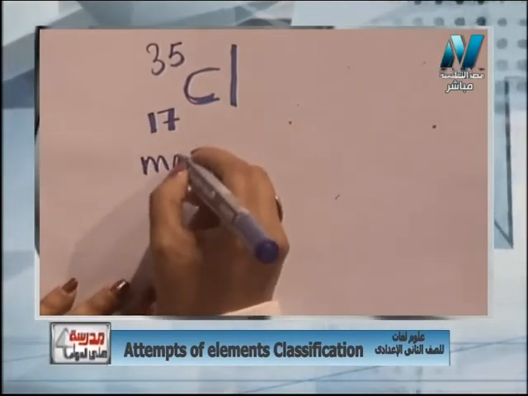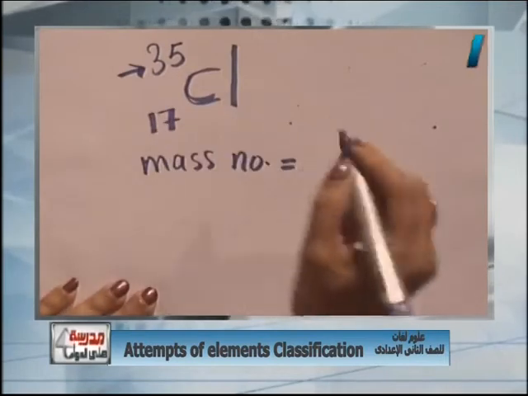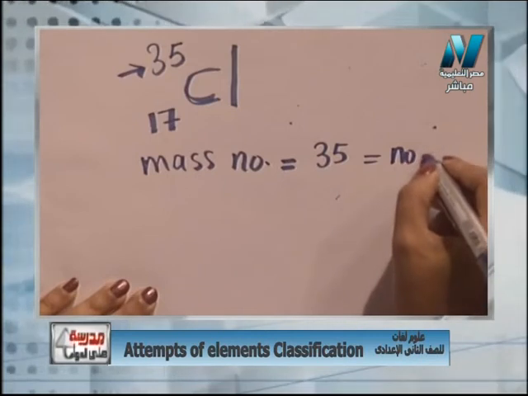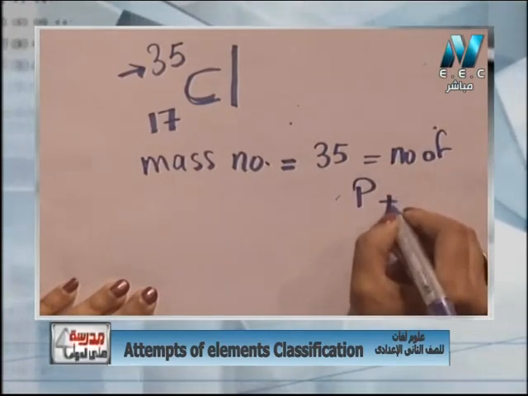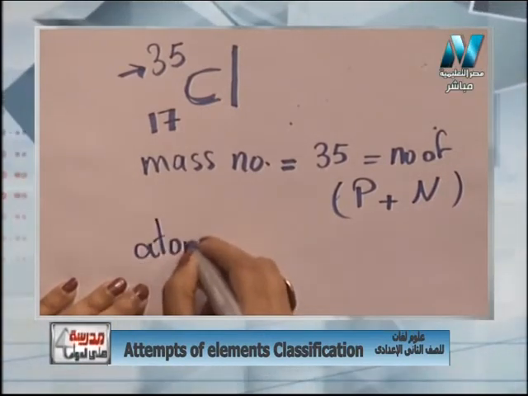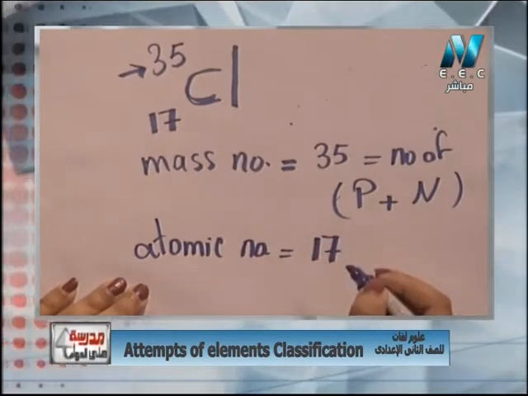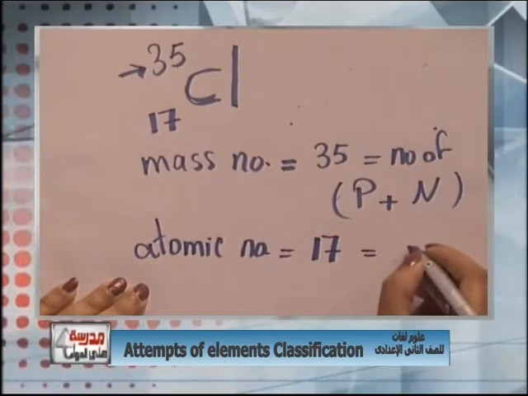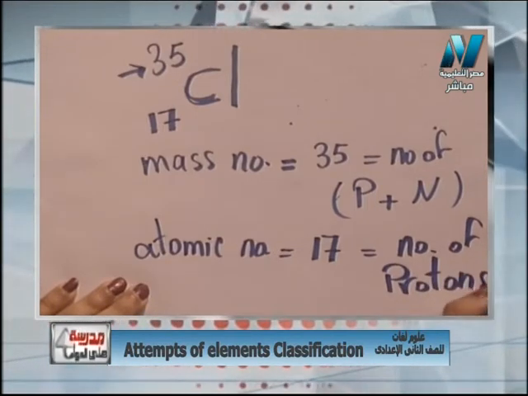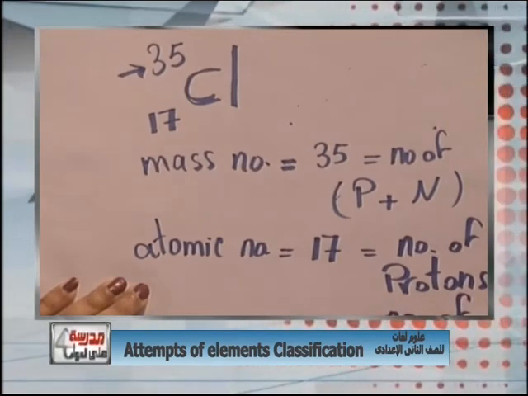Mass number, or this number is called the mass number, which is equal to 35. Number of what? Protons and neutrons. Atomic number equals 17. What's the 17? It is the number of protons, which is equal to the number of electrons.